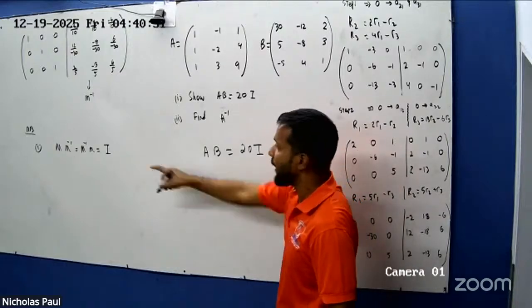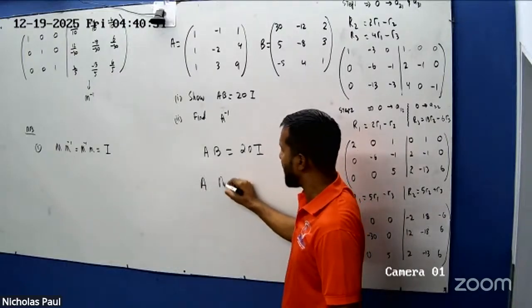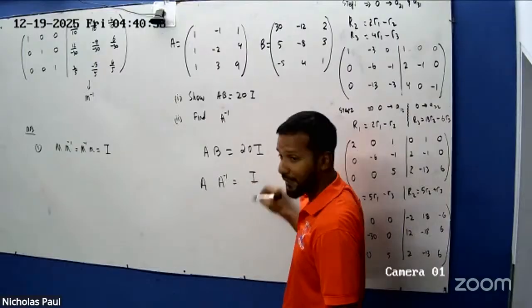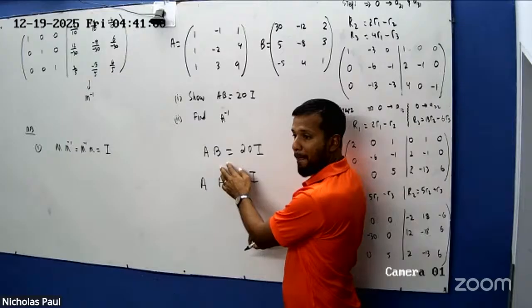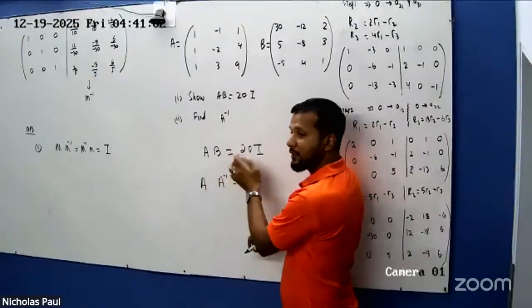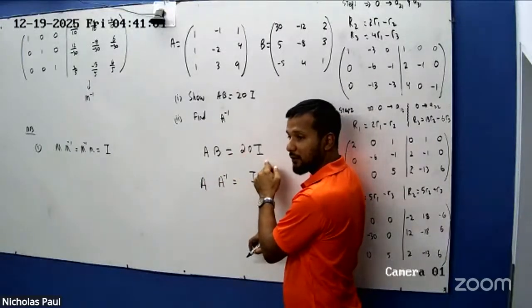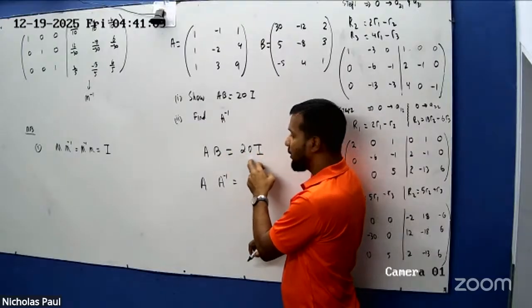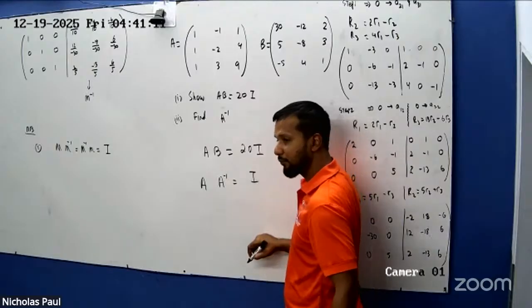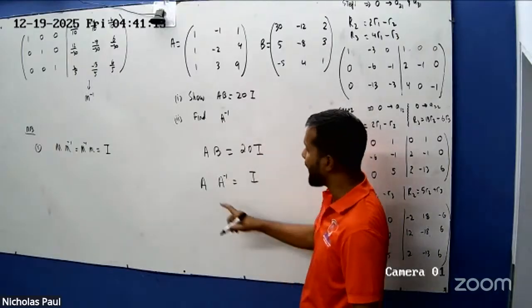Watch this here. So we know that from that rule there, A inverse is equal to I. But what do I have here? I have A by B is 20i. So how do I find the inverse from this? Compare these two. How do I find the inverse of A?